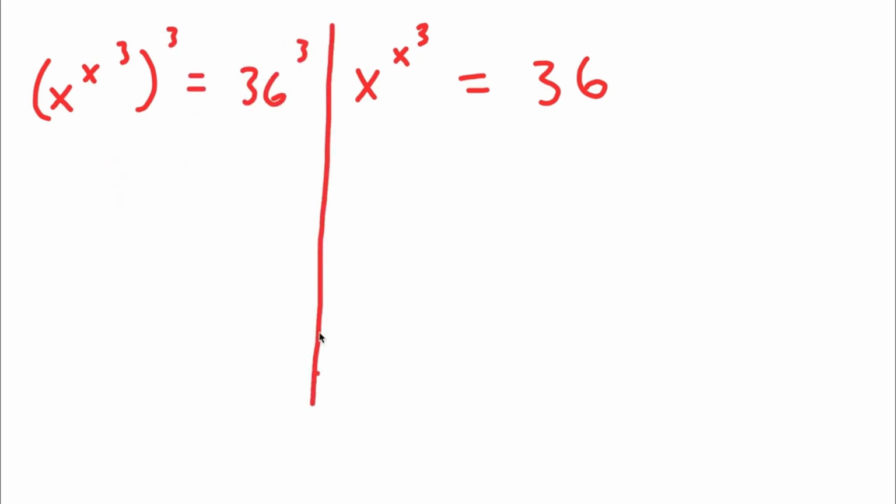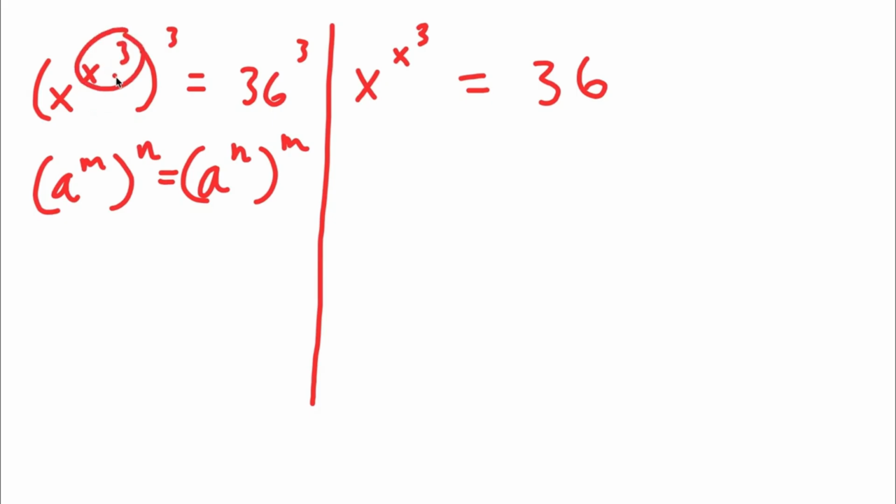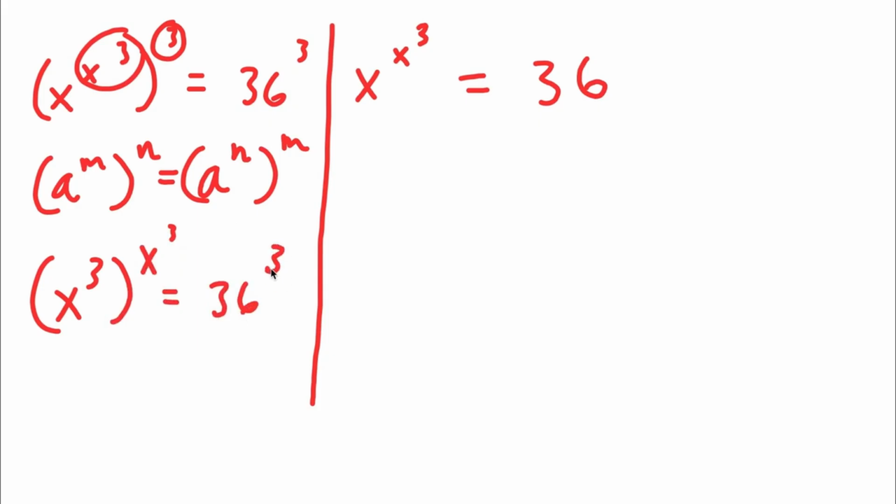Now, if I have something in the form a to the power of m to the power of n, this is the same thing as a to the power of n to the power of m. So in this case, I have x to the power of x to the power of 3 to the power of 3, and we can think of x to the power of 3 here as m and 3 as n. So I can change the place of these two. So now this is the same thing as x to the power of 3 to the power of x to the power of 3. This is equal to still 36 to the power of 3.